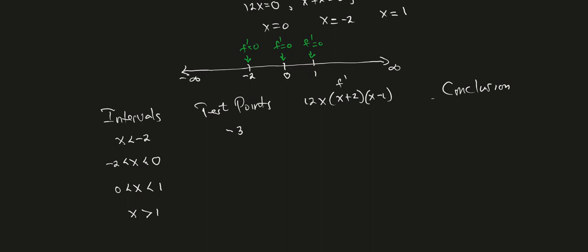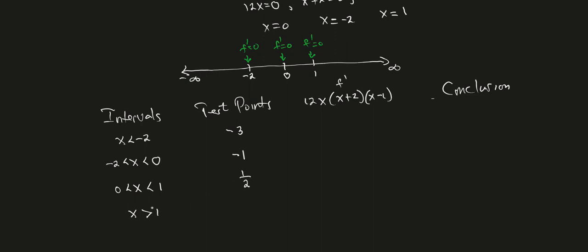And then I'm going to pick a number. Let's identify all the test points. Then I'm going to pick a number between negative 2 and 0. So let's pick negative 1. Why not? Between 0 and 1, I have to pick a fraction. So I'm going to go for the wonderful 1/2.